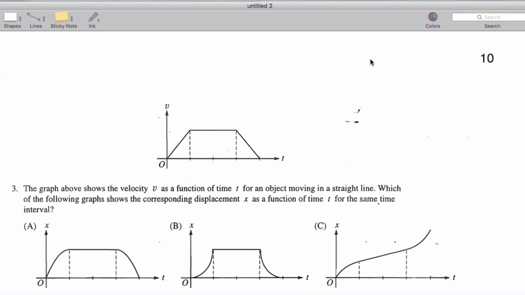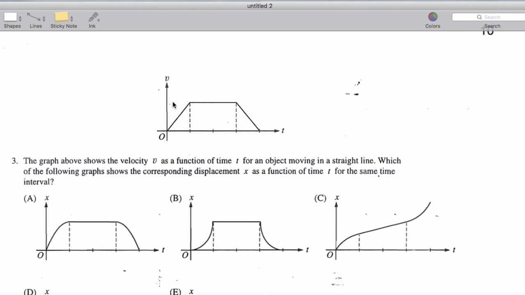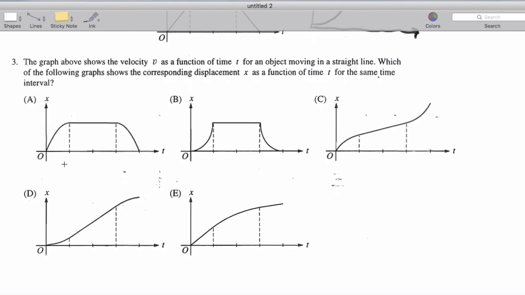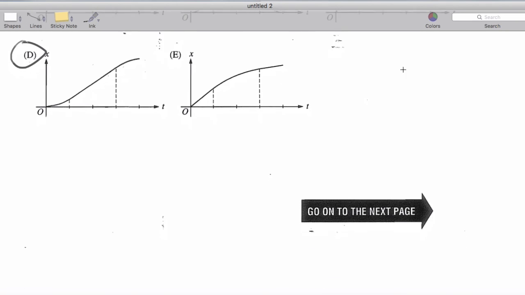And then we want to know, this is the velocity as a function of time, so we want to know what the position as a function of time is. So let's kind of draw it out a step at a time. So for this first part, I move forward gaining speed, then I continue at a steady speed, and then I slow down to a stop moving forward. And the graph that most matches that is choice D.